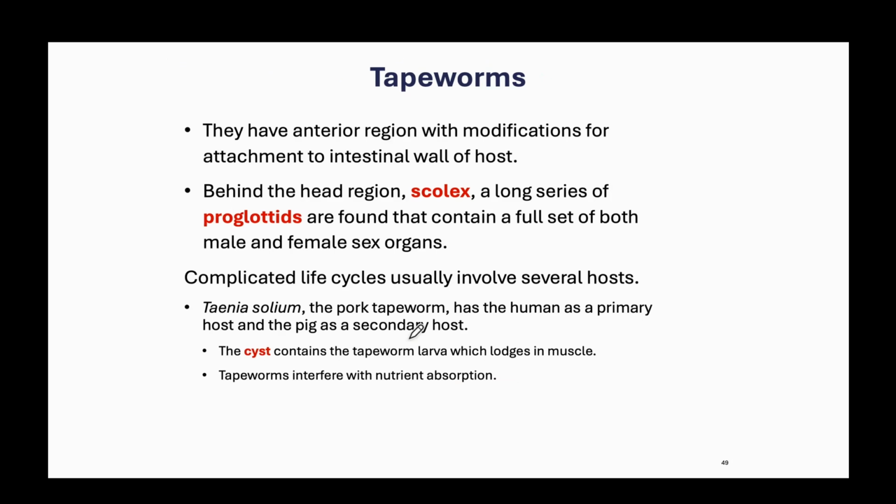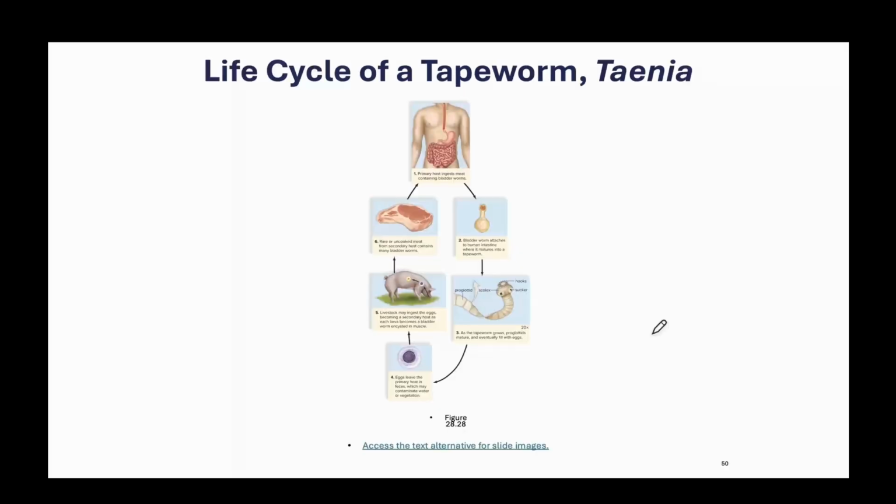This is showing us the life cycle: if you eat pork that is raw or undercooked, then we become the primary host. We ingest it containing what are known as bladder worms, and then the worms attach to the human intestine where it matures into a tapeworm. As the tapeworm grows, the proglottid matures and eventually fills with eggs. Those eggs leave the primary host in our feces, which can then contaminate water or other vegetation. Then hogs or other livestock, cattle, eat those eggs, and the whole cycle starts over again with tapeworms.